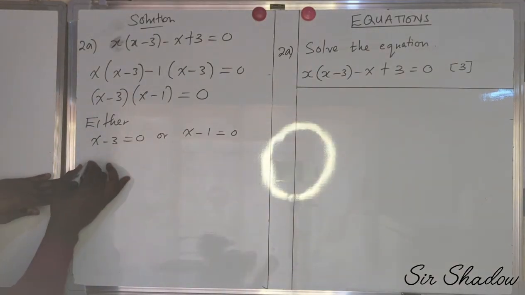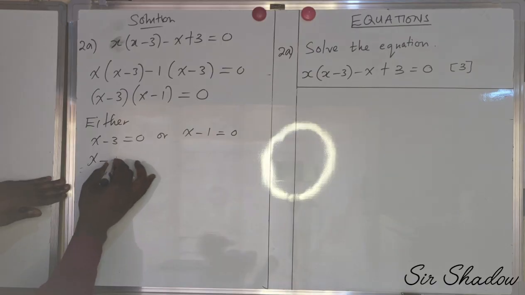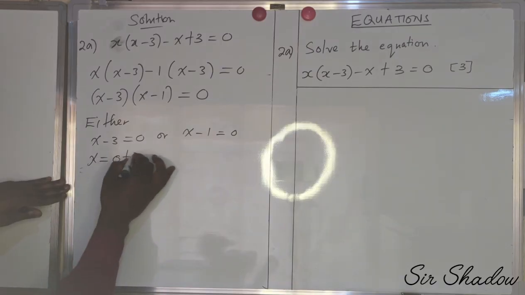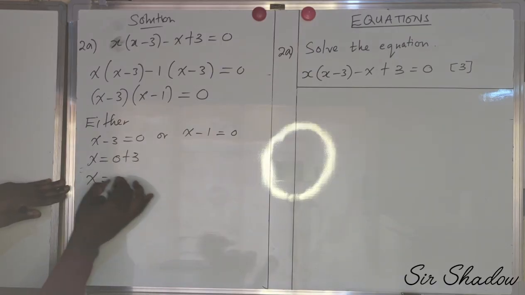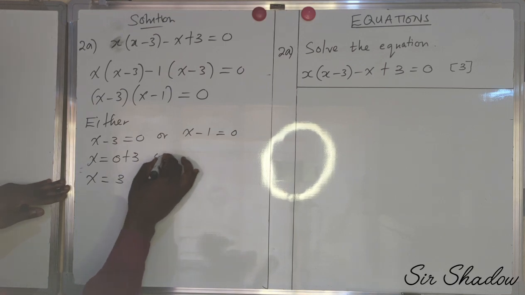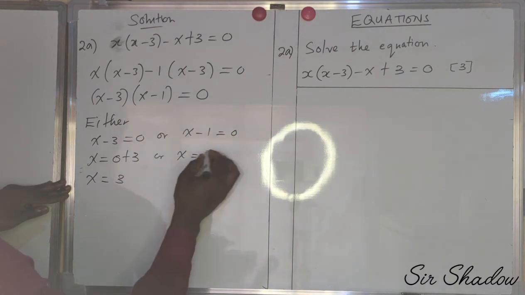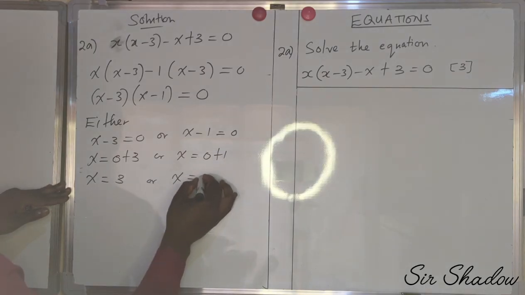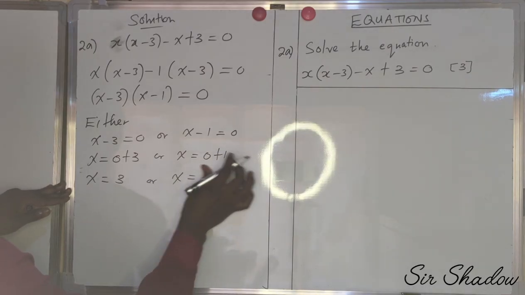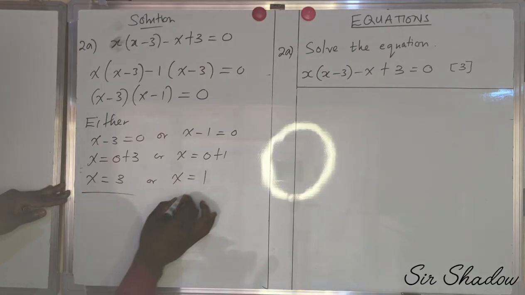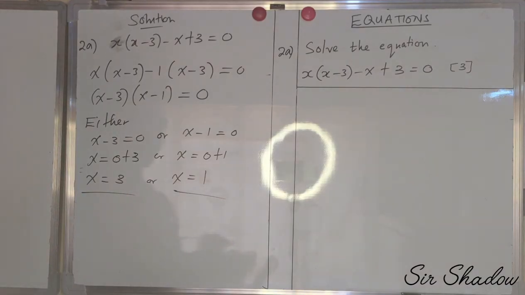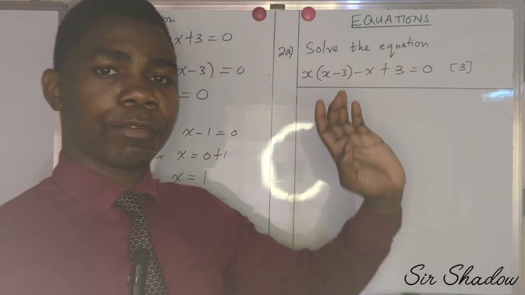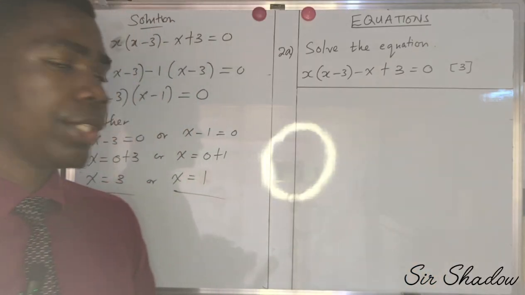Now grouping the like terms, x is equal to 0 plus 3, so x is equal to 3, or x is equal to, grouping the like terms here, 0 plus 1, so x is equal to 1. These are the values of x after solving this given equation.